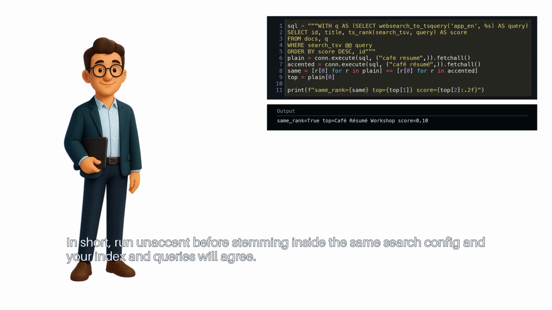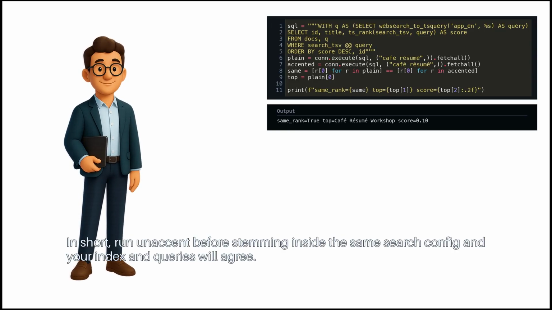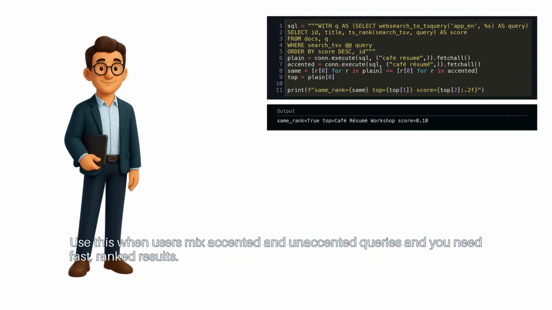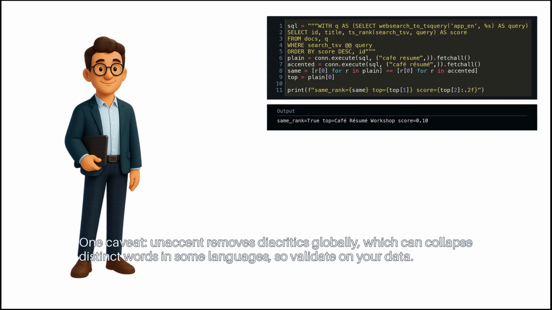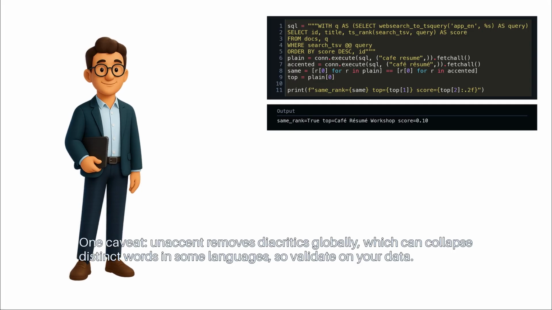In short, run unaccent before stemming inside the same search config, and your index and queries will agree. Use this when users mix accented and unaccented queries and you need fast, ranked results. One caveat: unaccent removes diacritics globally, which can collapse distinct words in some languages, so validate on your data.